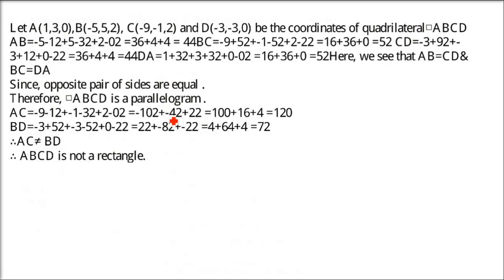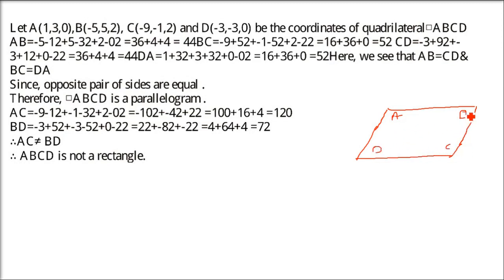Now here the question is, prove that the points A, B, C, D taken in order are the vertices of a parallelogram. Also show that ABCD is not a rectangle. So what we will do here is, first, parallelogram. We know that for a parallelogram, the opposite sides are always equal, and they are parallel also. So we'll take these points A, B, C, D.